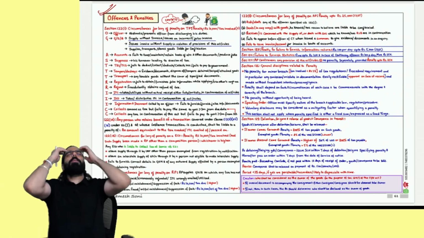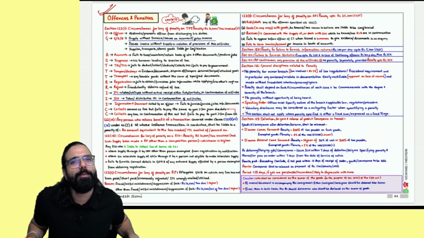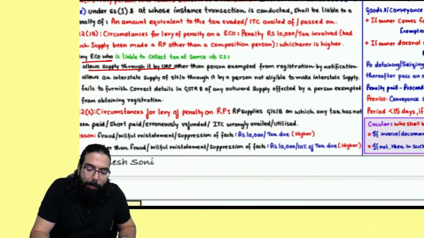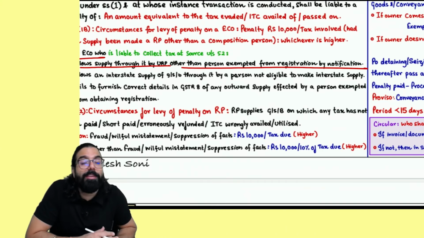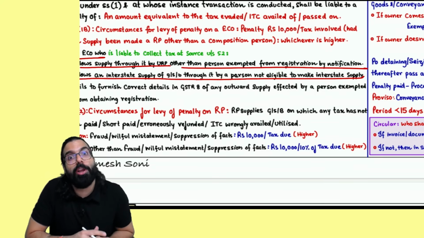In the offenses and penalties chapter, they had gone ahead and told if you are an e-commerce operator, you can also be liable for a penalty. Sir, any e-commerce operator, if they allow any unregistered person to supply other than a person who is exempted from registration, or allows any interstate supply by a person who is not eligible to make interstate supply, such as a composition dealer registered on an e-commerce platform and supplying interstate, the e-commerce operator is liable for a penalty.